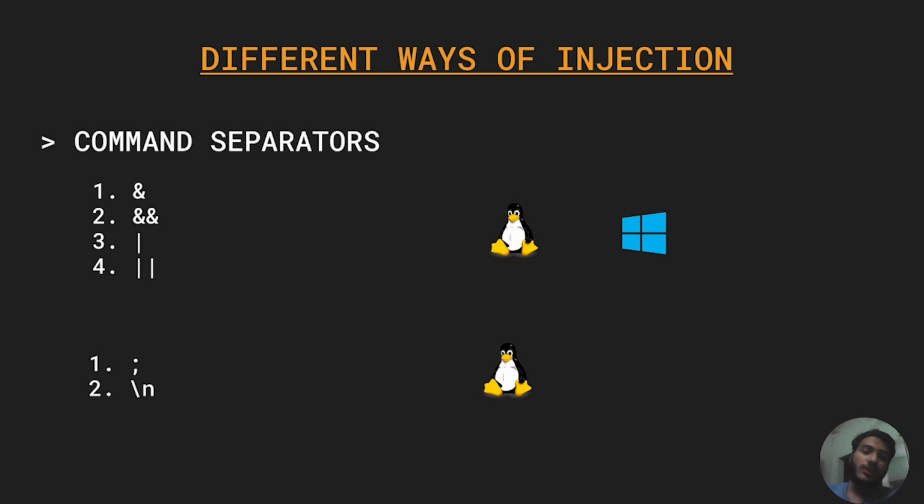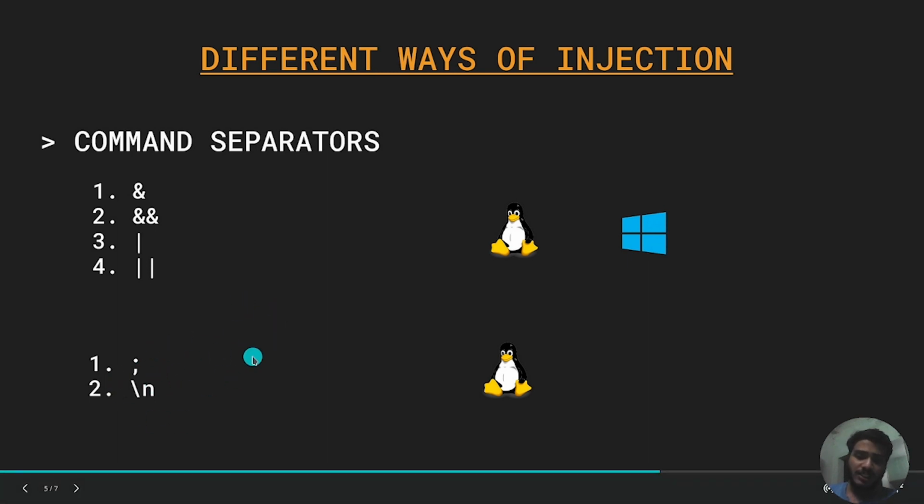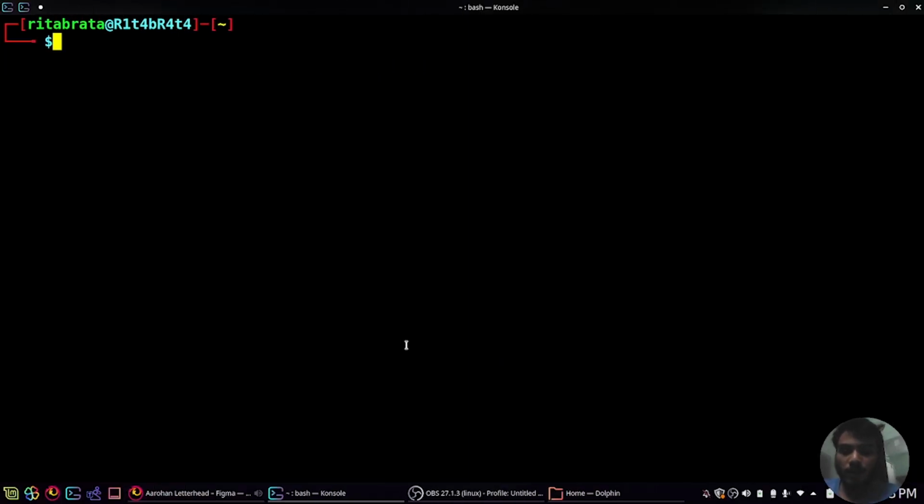While performing OS command injection, there might be a need to execute more than one command at a given time. This can be made possible by using certain command separators, for example, single ampersand, double ampersand, single pipe, and double pipe operators. These operators can be used in both Unix based as well as Windows operating systems. There are other separators, for example, semicolon and slash n operators. These operators are exclusive only to Unix based systems. And let us see all these operators in action in our very own terminal. So let us learn more about these operators in detail.